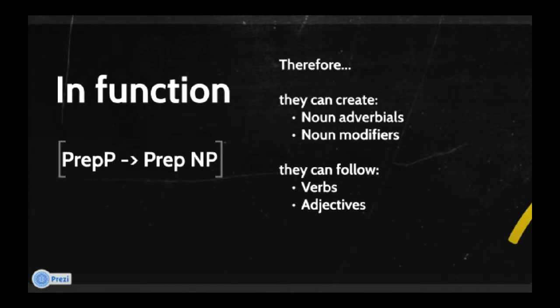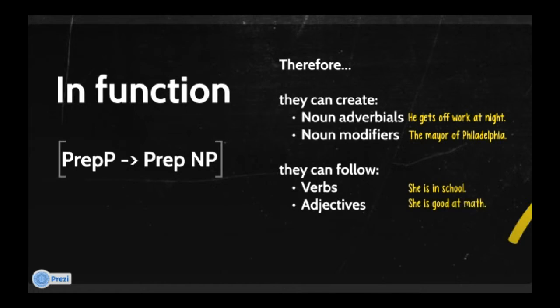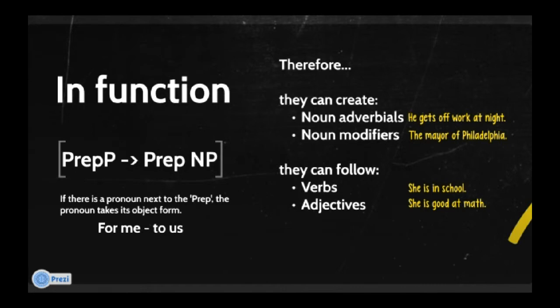As for function, we can say that a prepositional phrase is always expanded as a preposition plus a noun phrase. Therefore, they can create noun adverbials, as in he gets up for work at night, noun modifiers, as in the mayor of Philadelphia, and they can follow verbs, as in she is in school, and adjectives also, as in she is good at math. Keep in mind that if there is a pronoun next to a preposition, the pronoun should take its object form. So we say for me and to us, but we do not say for I or to we.